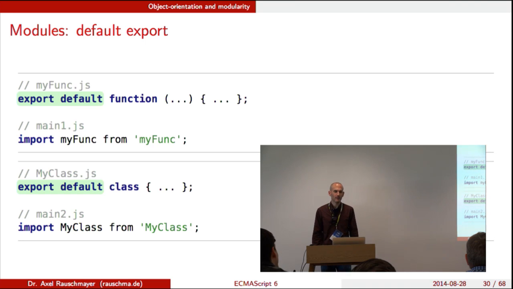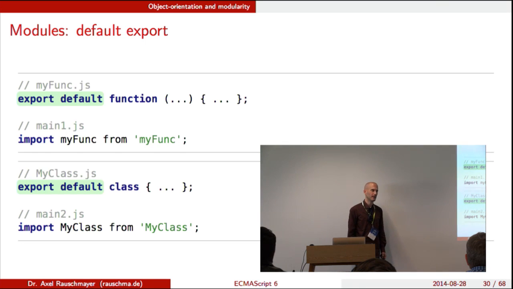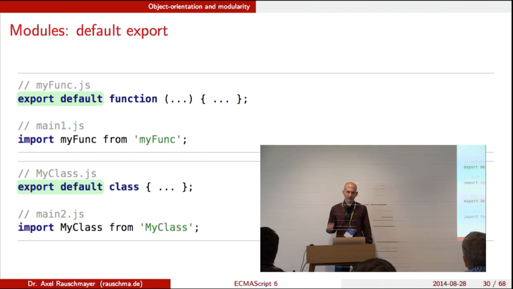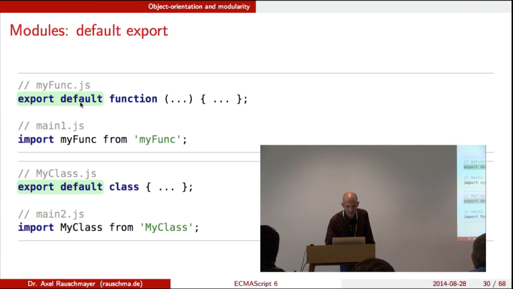Additionally, you have the so-called default export, because they looked at code on the web and especially in Node.js, and a very common use case is just a single function or a single class, and then you don't need named exports. For that, you use the default export, which is marked via export default, and this value is what the module is.